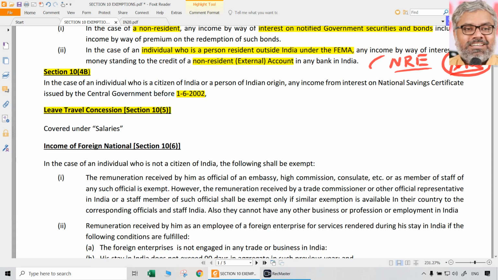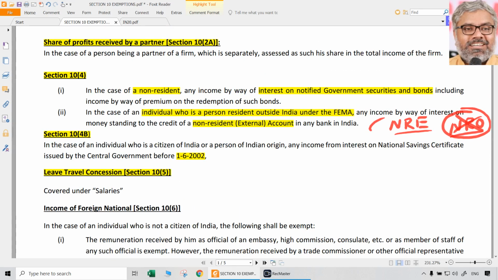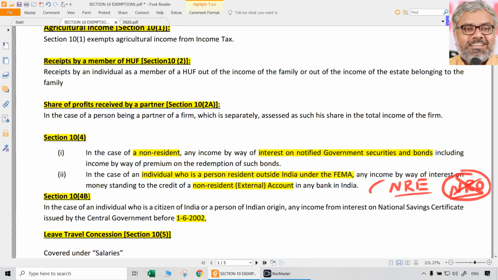10(5) is a separate discussion. Already we know it under the head of salaries. That is related to leave travel concession, section 10(5). This section number which are there in the heads of incomes, you have to remember. There you cannot say section 10.